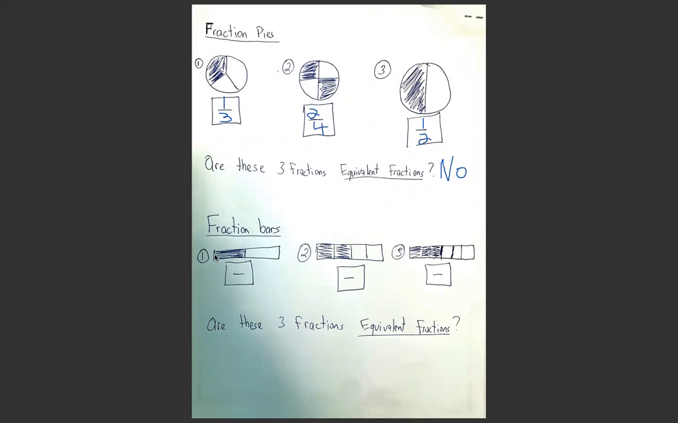I cannot see the bar. Oh, I see it now. Okay. Can you say the question again? How many pieces are in the whole bar? 2. Very good. So what's the denominator? 2. Very good. What's the numerator? How many pieces of the whole are taken? 1. Very good. All right. That's great. Who's going to do number 2 for me?